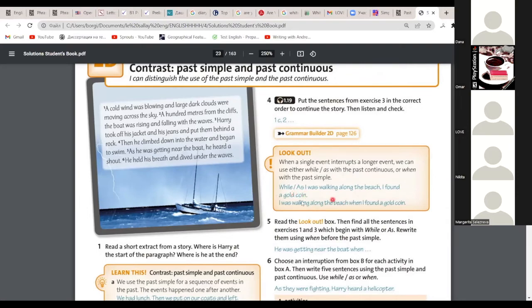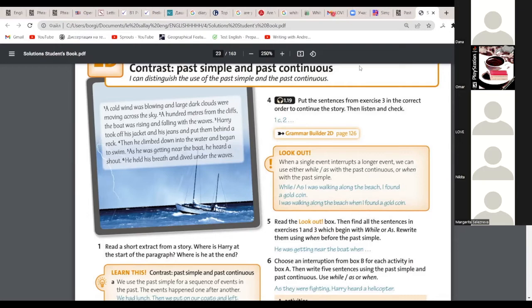Но в данном контексте. Обратите внимание. Потому что и у while, и у as есть еще дополнительные значения, которые от контекста меняются. И I was walking along the beach when I found a gold coin. Тут просто когда я нашел. Тут понятно, что when не меняется.